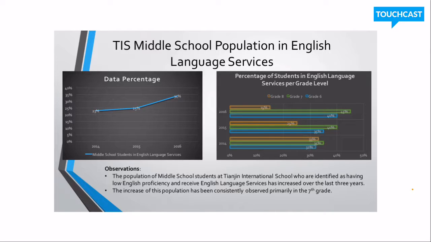This increase of population has been consistently observed, but is primarily evident in the 7th grade. It has also decreased in the 8th grade, as you can observe in the orange bars. I want us to keep this in mind as we look at the performance data of our middle schoolers.